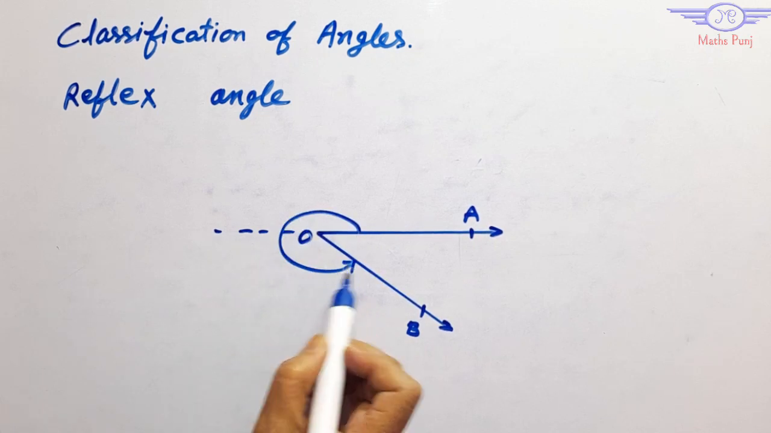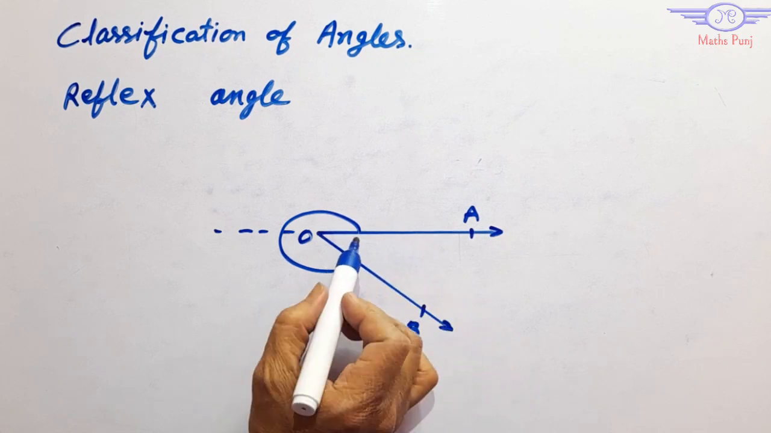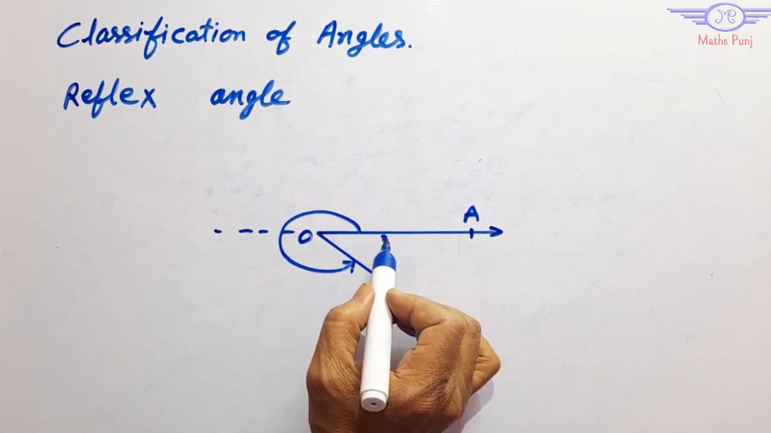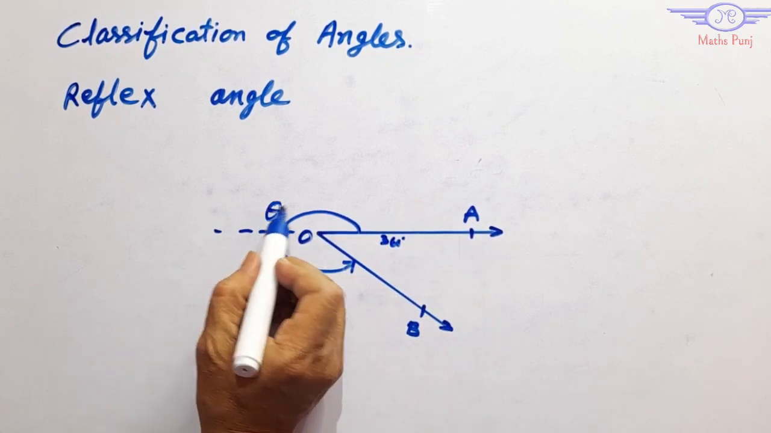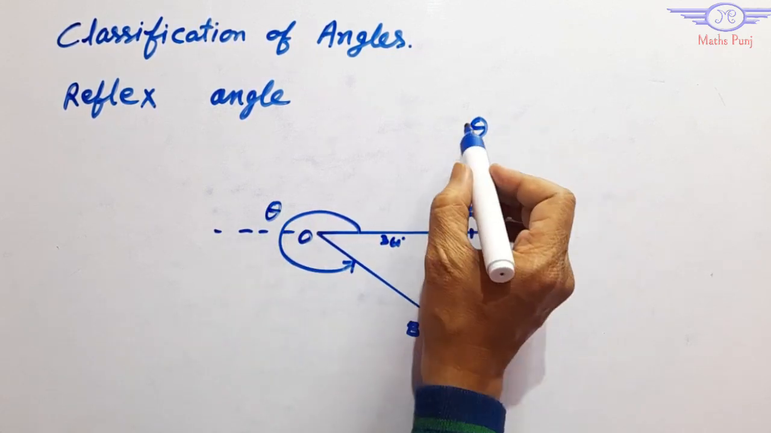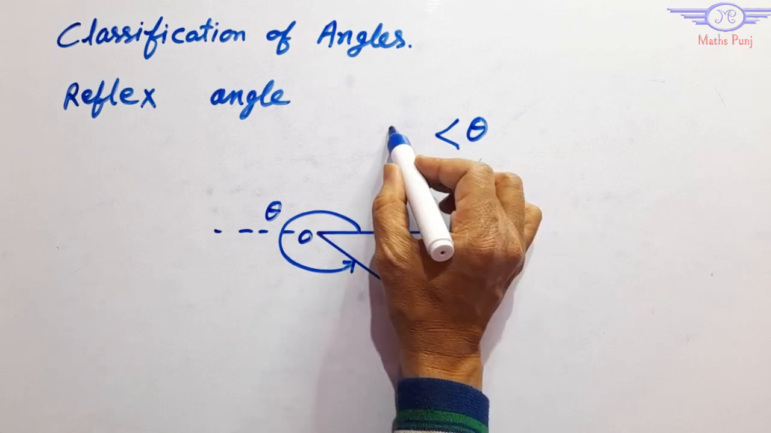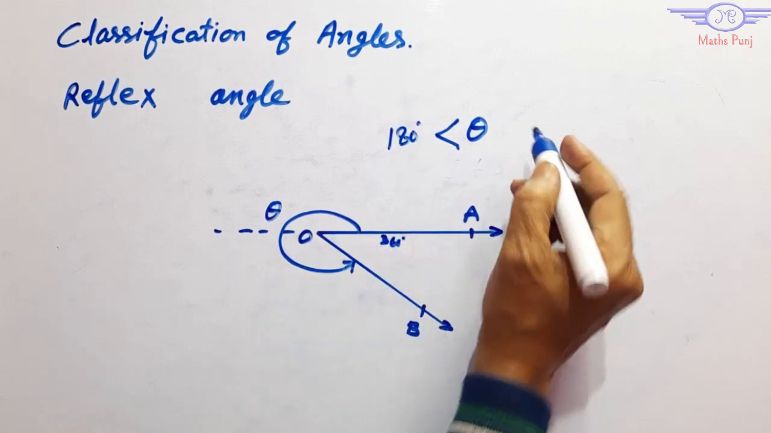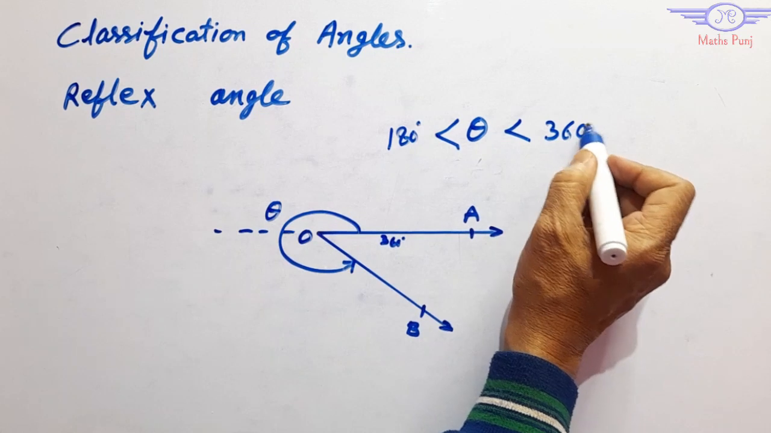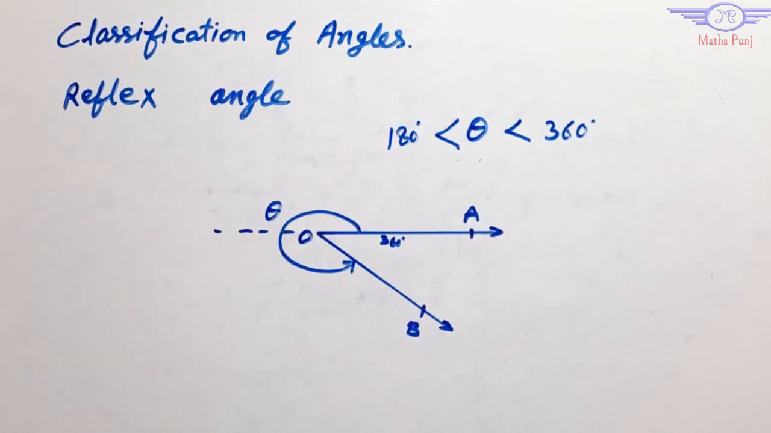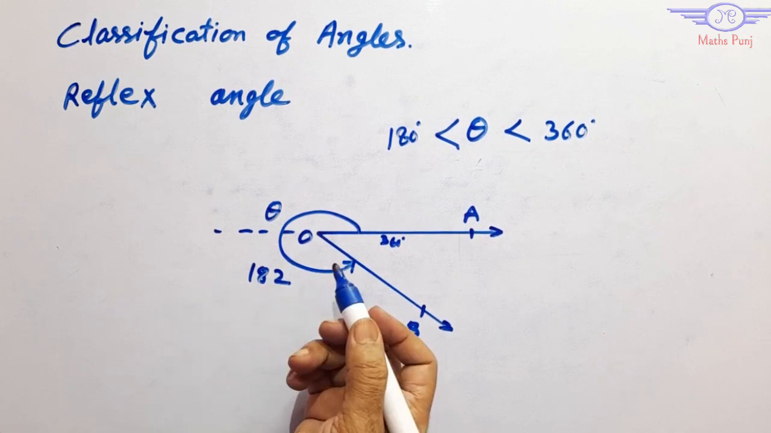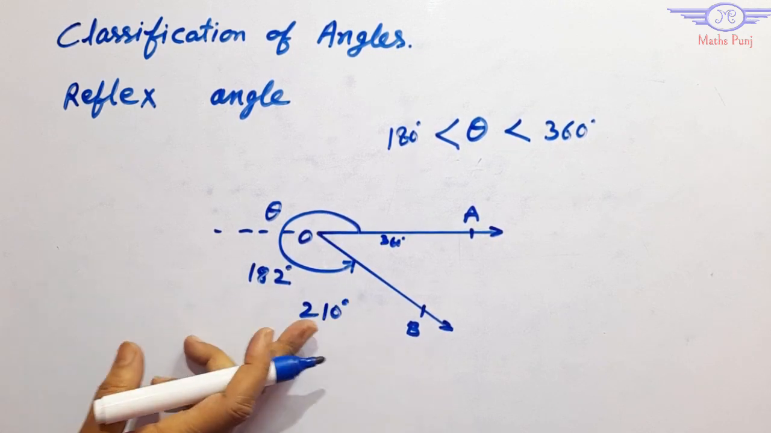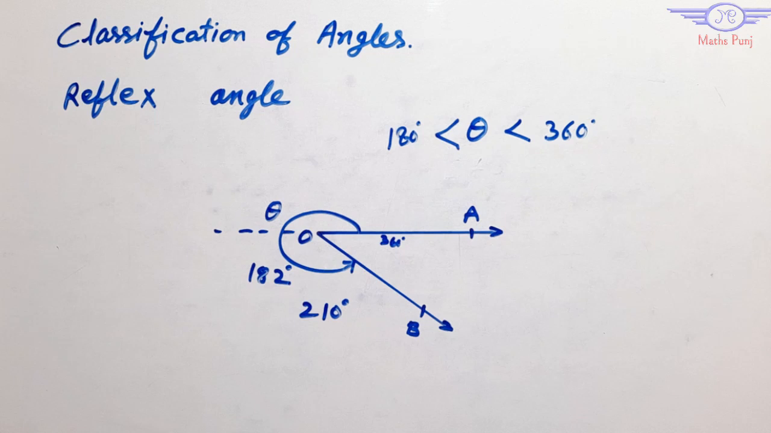Here this angle is more than 180 degrees but less than 360 degrees, because a complete angle is 360 degrees. If this is theta, and theta is more than 180 degrees but less than 360 degrees, it is called a reflex angle. It may be 182, 189, or 210 degrees.